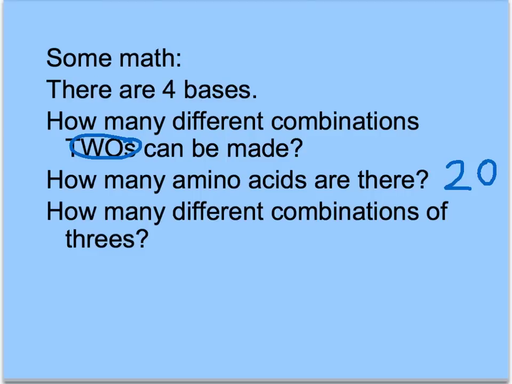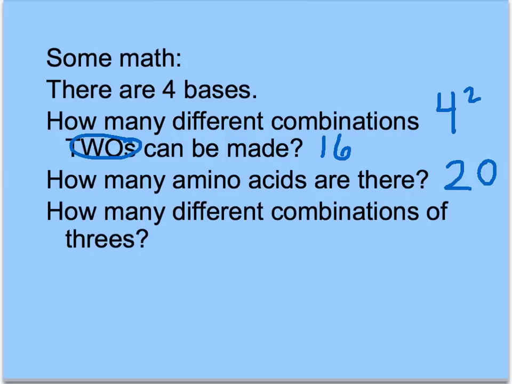And those of you who have done this recently in math will know that it's 4 to the 2, or 4 squared, and that equals 16. So 16 different codes is still not enough to code for the 20 amino acids that make up proteins, because again, we need to code for all 20 of them to make all the proteins that are present in living organisms. So they didn't stop there. They just said, well, let's just go on and try the next one.